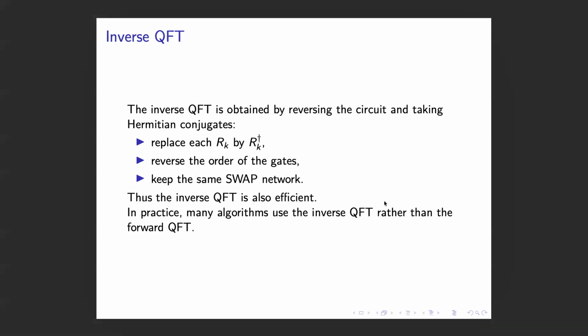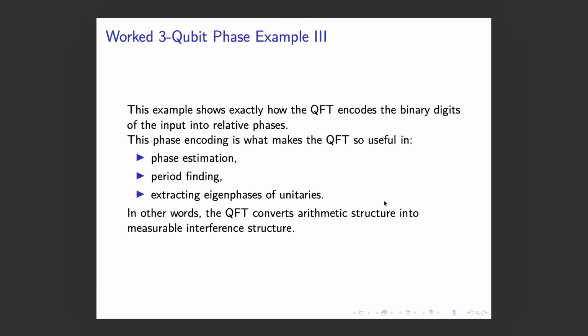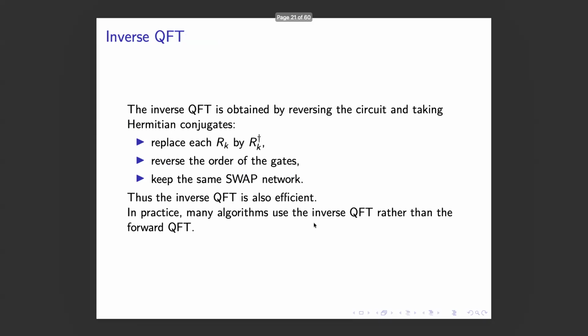So the inverse is actually important because, if we just look at this, the phase encoding is what makes the QFT so useful in the phase estimation algorithm, which we're going to look at. In case you want to implement Shor's algorithm, you actually need to deal with period finding. The thing we are going to look at is to extract the eigenphases and eigenvalues. So QFT converts arithmetic structure into measurable interference structure. And the inverse is obtained by reversing the circuit and taking Hermitian conjugates.